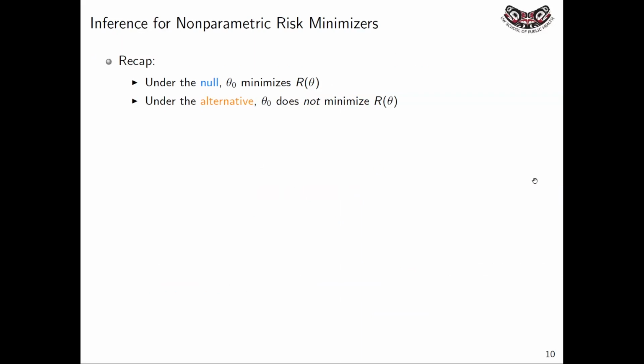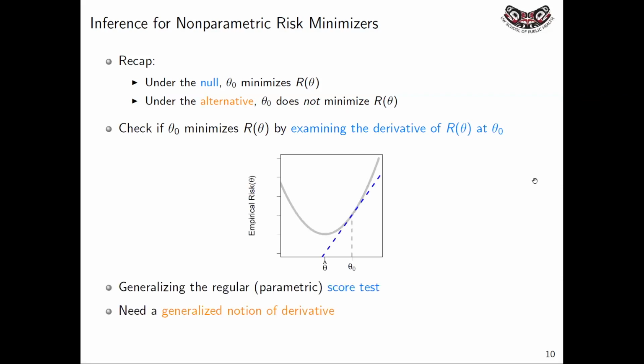Okay, so here's a recap. Under the null, theta naught minimizes R of theta. Under the alternative, theta naught does not minimize R of theta. So all we need to do is to check whether theta naught minimizes R of theta by examining the derivative at theta naught. That's what we do for the score test. And we could easily generalize this to a functional setting if we had a generalized notion of derivative. If we had that, we could just carry out the same recipe that we usually do for the score test, basically Rao's test, but in the functional domain. And that's the basic idea.